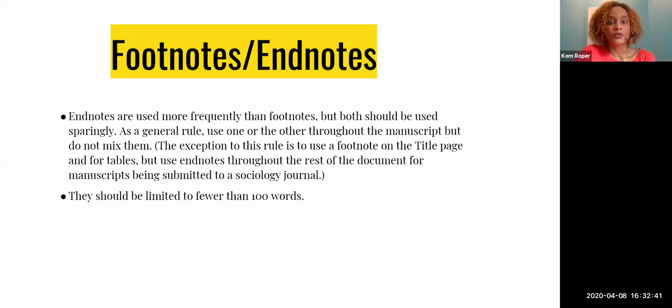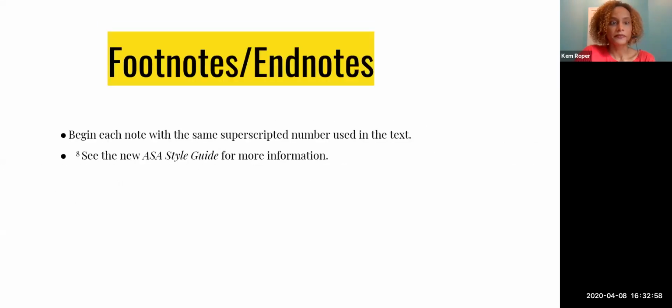The exception to this rule is to use a footnote on the title page and for tables, but use endnotes throughout the rest of the document for manuscripts being submitted to a sociology journal. Also, they should be limited to fewer than 100 words. To do a footnote or endnote, you want to begin each note with the same superscripted number that is used in the text. And here's an example of what that might look like.